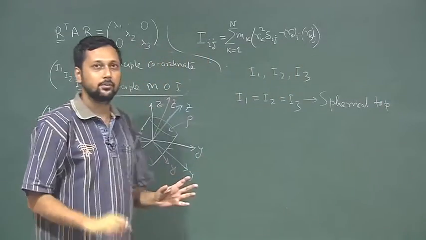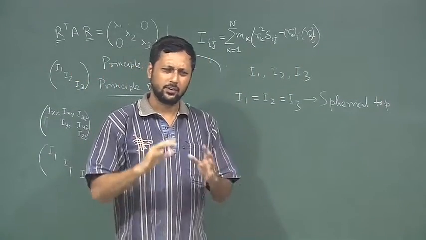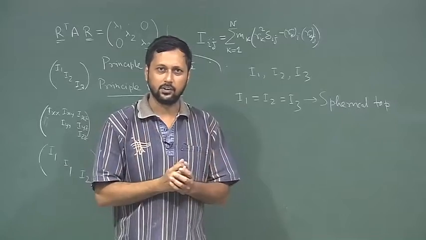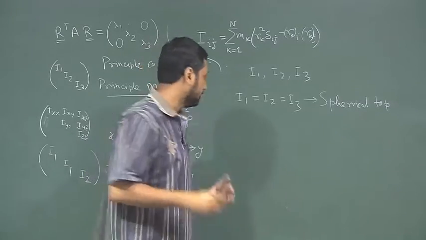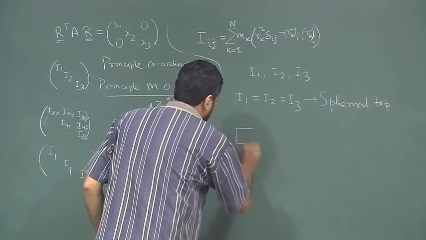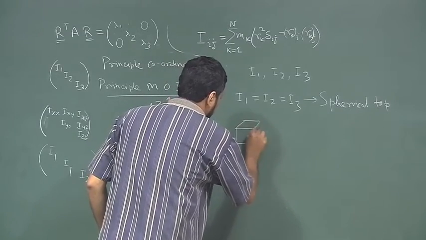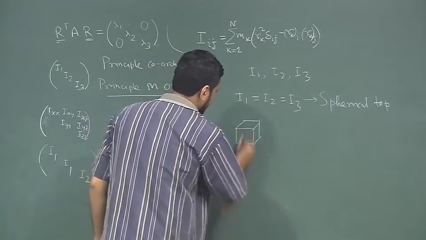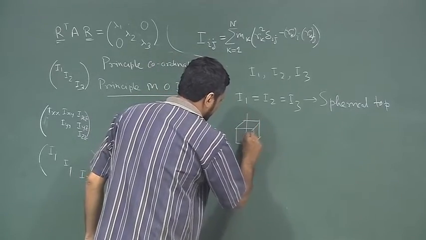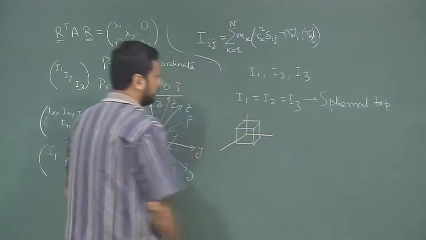That typically happens for a sphere, only a sphere, or some system which has this very strong physical symmetry. For example, a cube. A cube is also such a system. If I take a cube, a uniform cube, it has to be uniform, okay.